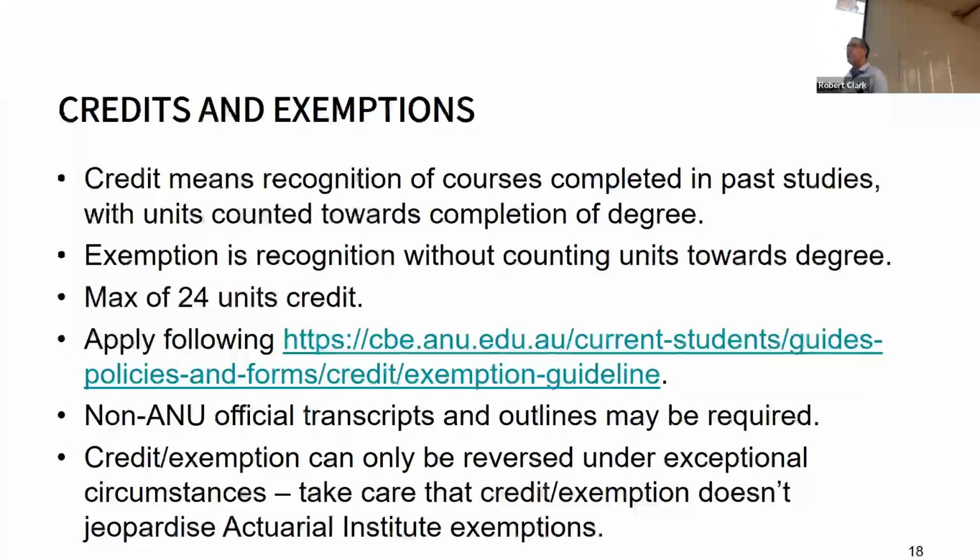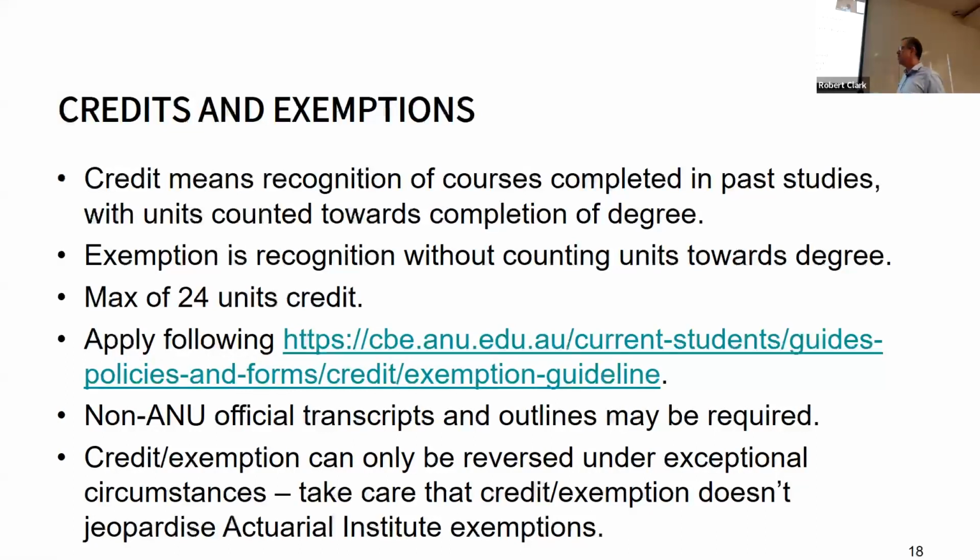If you're applying for credit or exemption based on non-ANU study, then we may require you to provide your transcripts, so that should be straightforward. What's less straightforward is that we may require you to provide the course outline of your prior study, and that would normally be required to be university stamped from the university issuing it. If it's not in English, then we would need a certified translation as well. If you get stuck on some of these requirements, please send me an email and we'll see if we can give you some advice or help you with that. All right, so that's that.